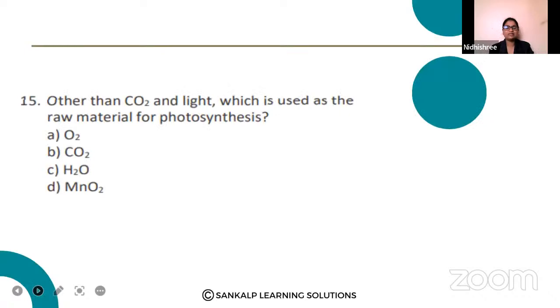Good. 15th question. Other than carbon dioxide and light, which is used as raw material for photosynthesis? Until I complete reading options, don't answer. Option A, oxygen. Option B, CO2. Option C, H2O. Option D, manganese oxide.